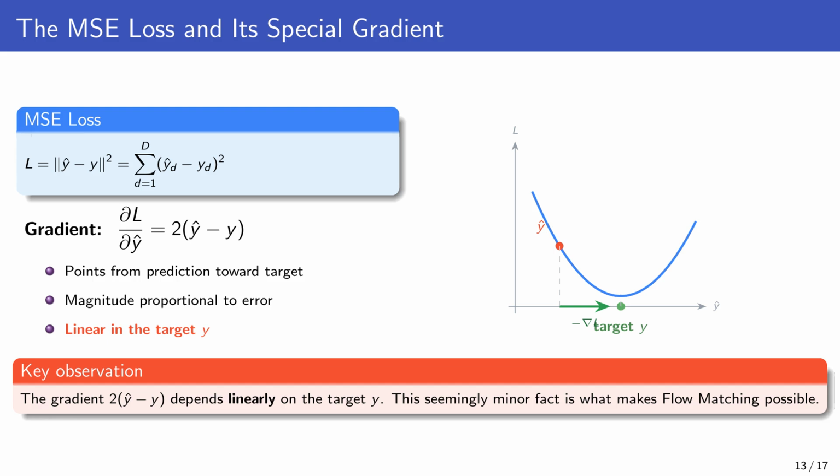It depends linearly on the target. If you double the target, the gradient changes by a proportional amount. If you replace the target with an average of targets, the gradient is the average of the individual gradients. This linearity might seem like a minor mathematical curiosity. It is not. It is the single property that makes flow matching training possible. Let me show you why on the next slide.